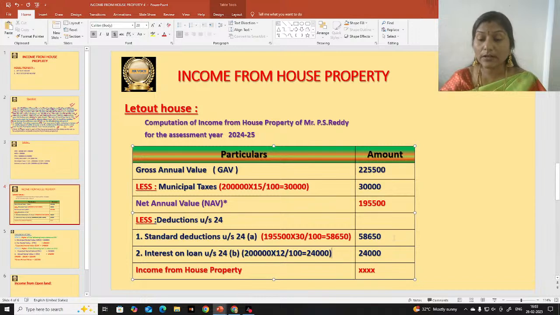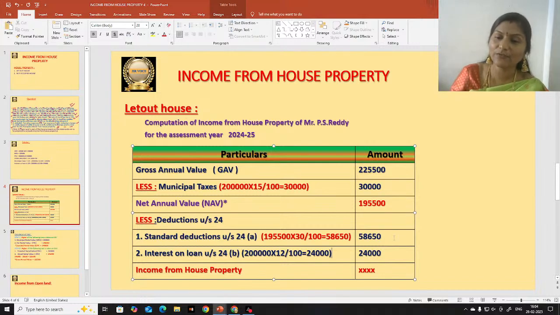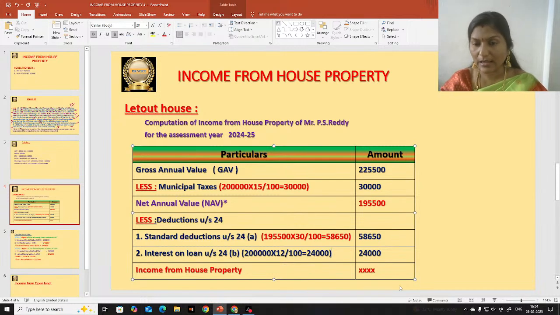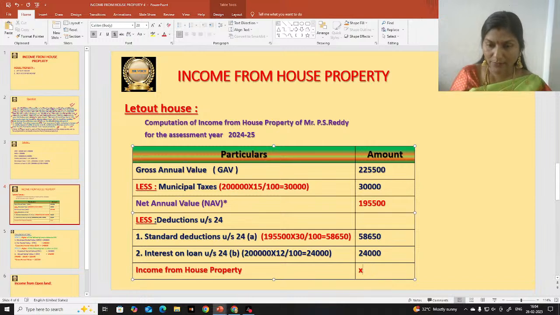Now we should deduct these two deductions from NAV, net annual value. Our net annual value is 1,95,500, and we should deduct 58,650 and 24,000 from 1,95,500. Okay, so you deduct it: 1,95,500 minus 58,650 minus 24,000. So you will get 1,12,850. Okay, you get 1,12,850.